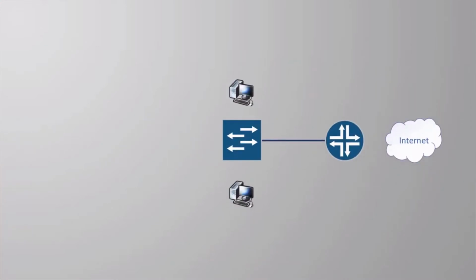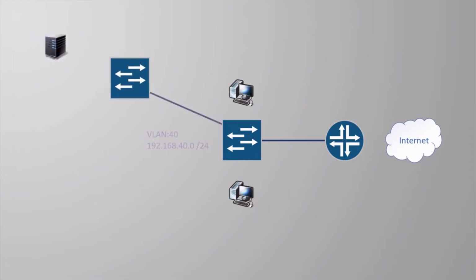Picture this. You have a small network with one switch and a few devices connected. Perhaps some workstations, printers, and a router connected to the internet. As the business grows, you need to add more equipment, so you add a second switch. This is, of course, connected to the first switch.